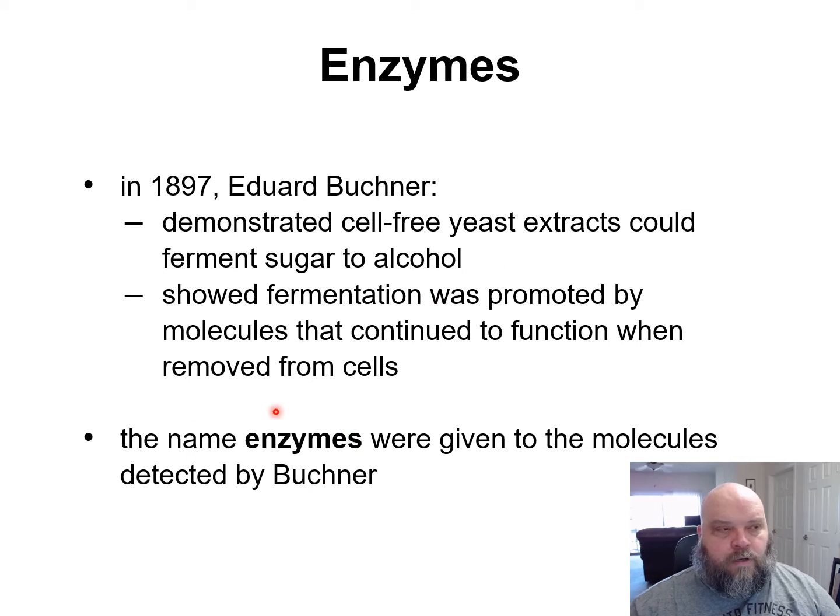Decades later, we've come to know that what Buchner was looking at are what we refer to as enzymes. The enzymes remained intact even though they were now cell-free and were able to break down the sugars, doing it in an anaerobic state, so you ended up with alcohol fermentation.